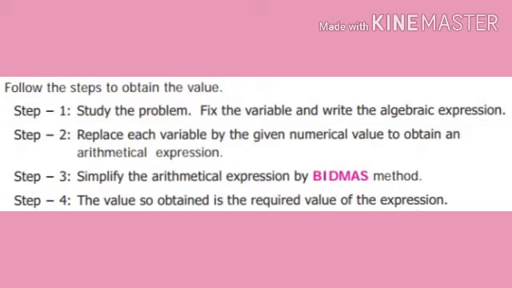Step 1. Study the problem, fix the variable and write the algebraic expression. Step 2. Replace each variable by the given numerical value to obtain an arithmetical expression. Step 3. Simplify the arithmetical expression by the BODMAS method. Step 4. The value so obtained is the required value of the expression.